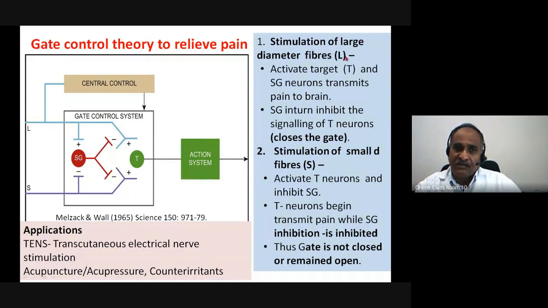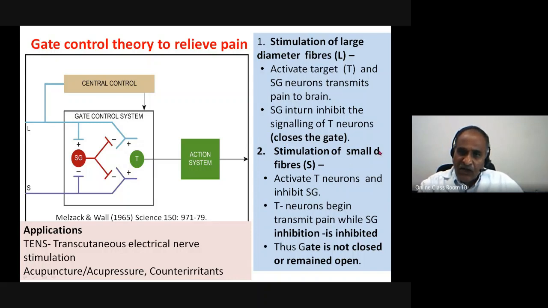Stimulation of large diameter fibers, which are usually A beta fibers, transmits pain to the brain. Okay, that's fine. At the same time, they will excite the substantia gelatinosa neurons. See that it's plus there. And this substantia gelatinosa neuron in turn has an inhibitory synapse, inhibitory transmission. They inhibit the transmission here and in turn inhibit the signaling of the T neuron. So that means it inhibits the T neurons and that closes the gate. That means the pain will not go further. Pain will be stopped here.